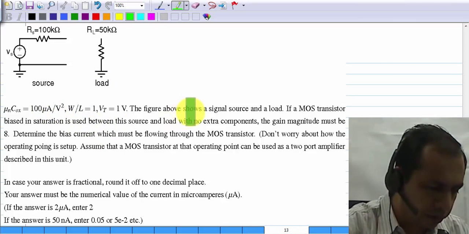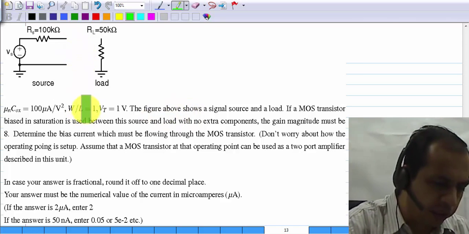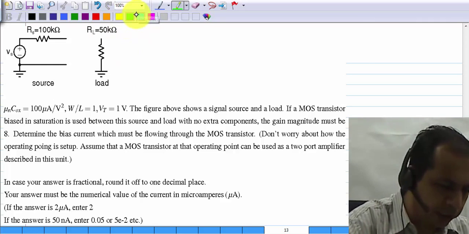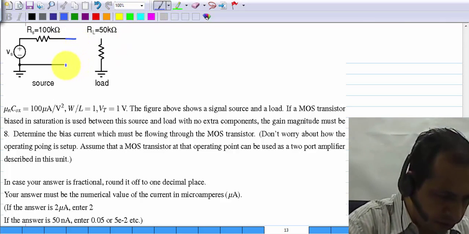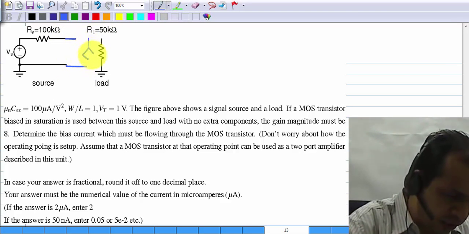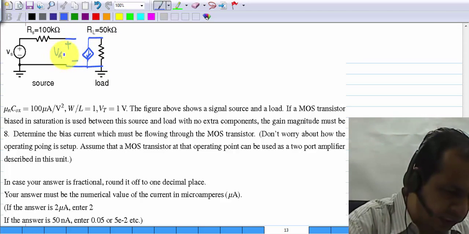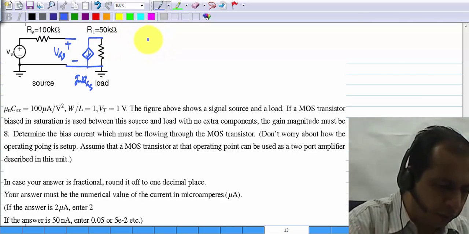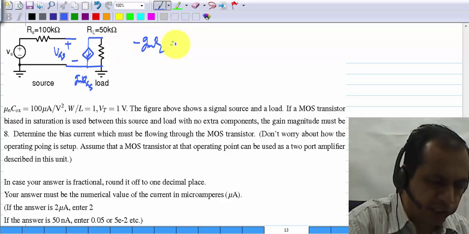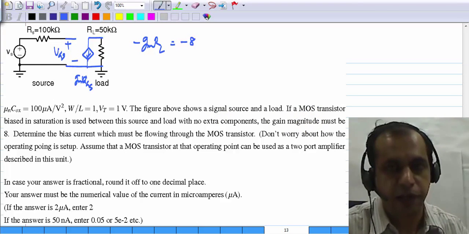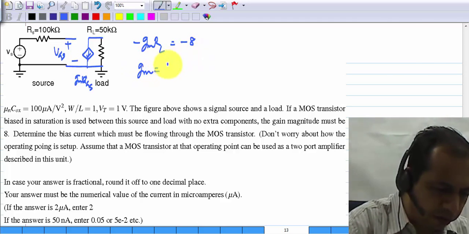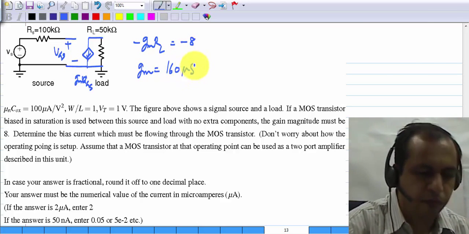In this problem, you are told that if you use a MOS transistor between the source and load, that means that we ignore all the biasing arrangements and assume that the MOS transistor is connected like this, where this is VGS and that is gm VGS. So the gain is just minus gm RL and that should be minus 8. The gain magnitude is given as 8. So clearly gm has to be, if you calculate it, 160 microsiemens.